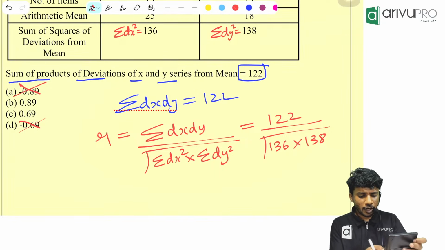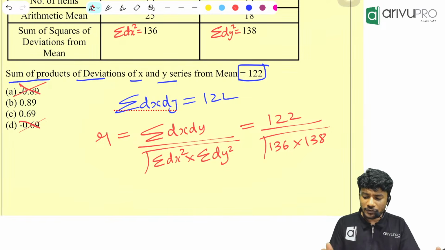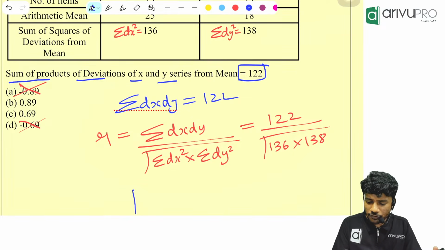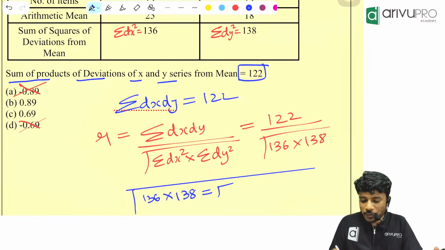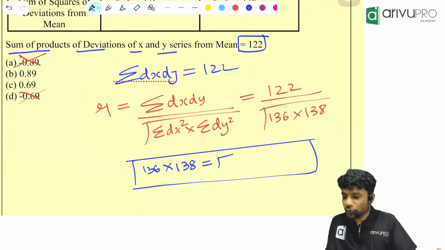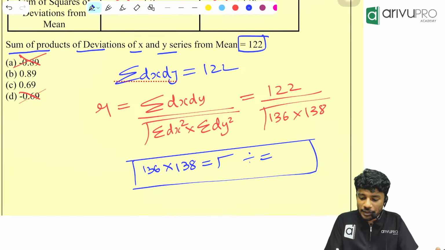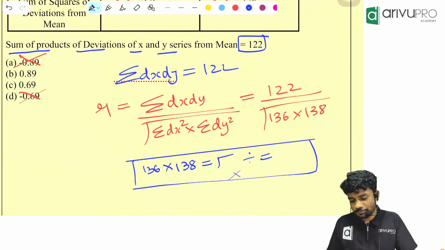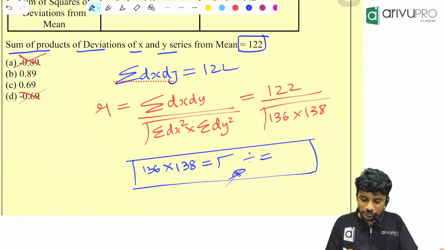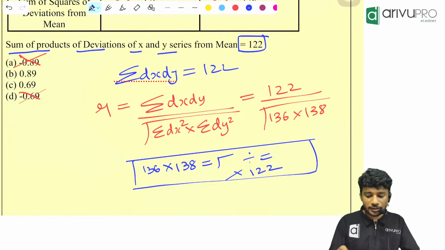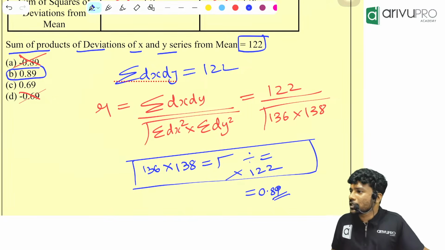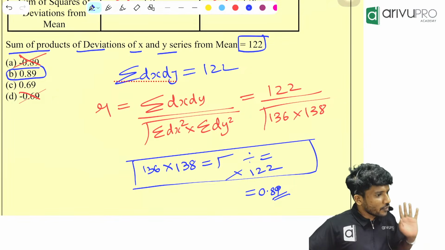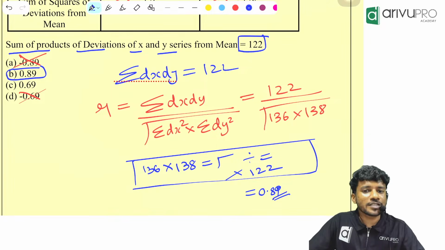Now, take your calculator and do it. How to do it in calculator? First, you will find denominator or numerator. I will try to find denominator. First, I will type 136 into 138. Then click equal to. Then type which button, people? Root button. Then, how can I take it to the denominator? Divide equal to. Then multiply it with what, people? 122. How much is the answer you are getting? 0.89. Everyone got 0.89? Yes. Done. Clear, people? Direct question. Very direct question. Very direct answer. At the end of the day, if you know this formula only, you will be able to get it.